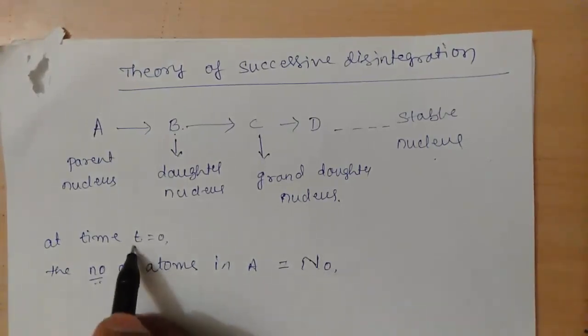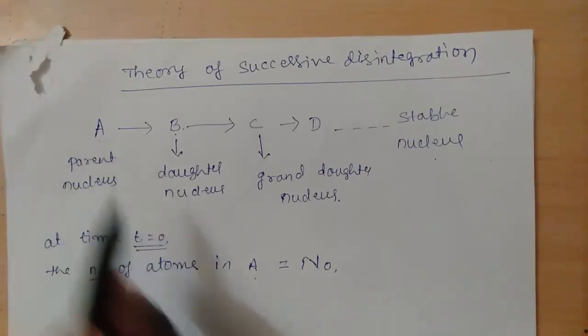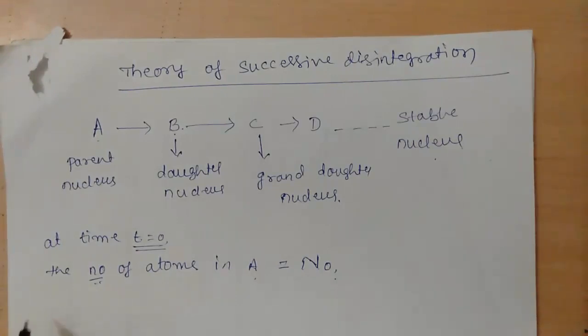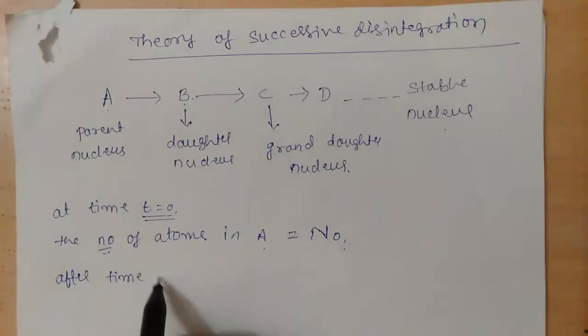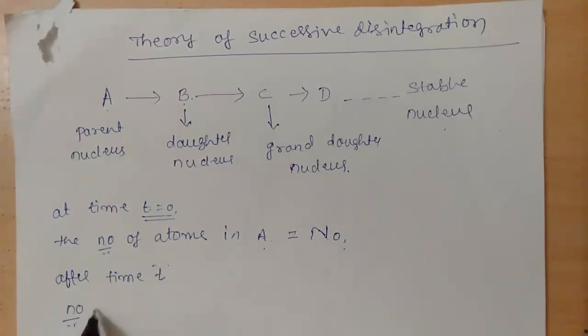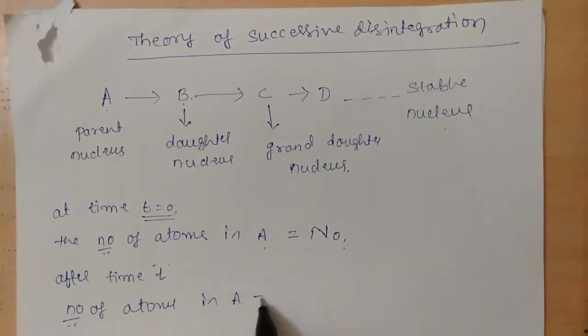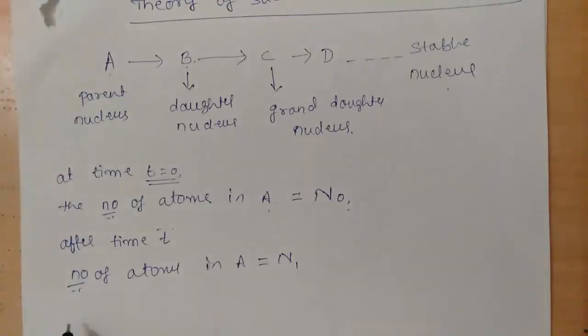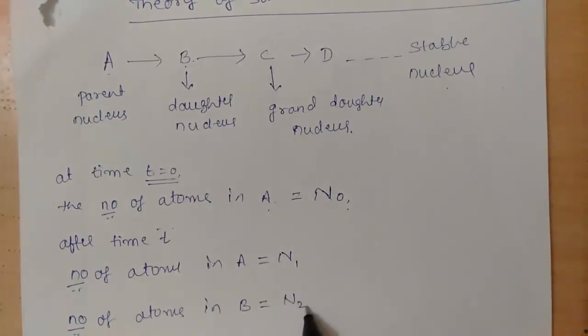That is, at time t is equal to 0, the initial number of atoms that was present in this parent nucleus, which is taken as A, is n naught. Now, when this element A starts decaying, after a certain interval of time, after time t, the number of atoms in A, let it be equal to n1, and the number of atoms in B will be taken as n2.